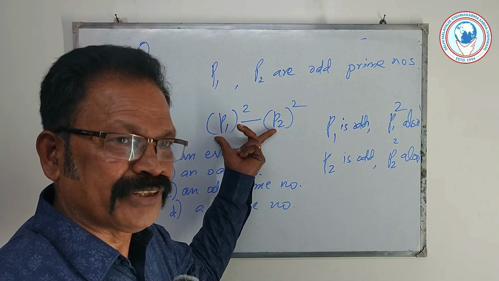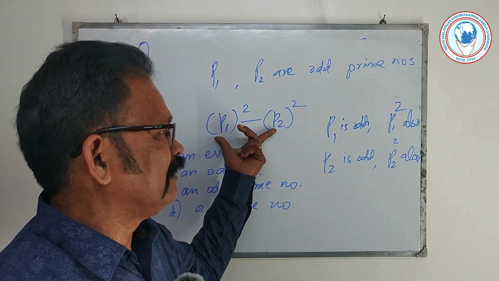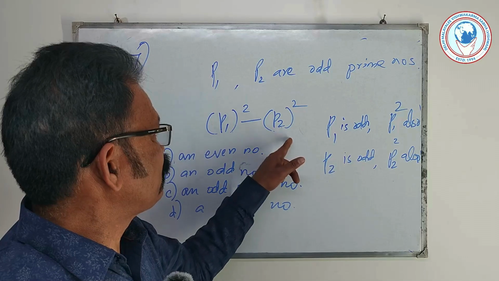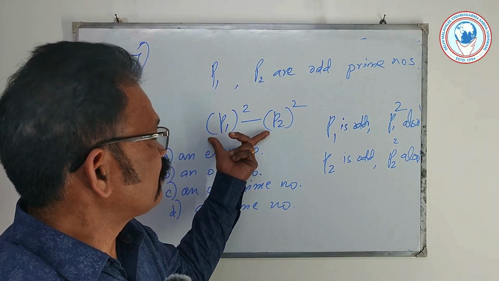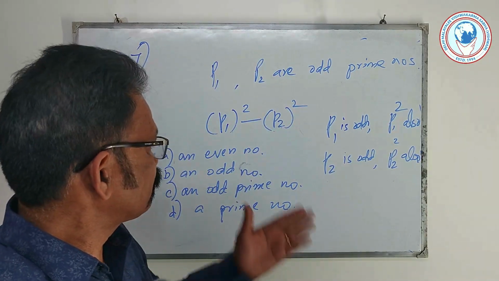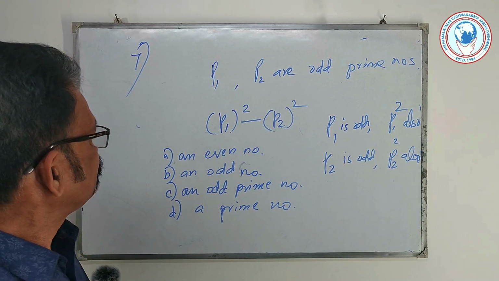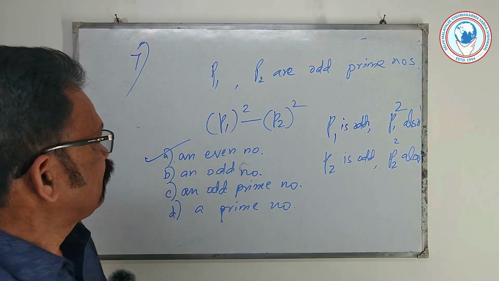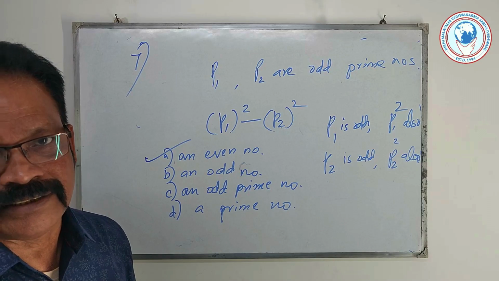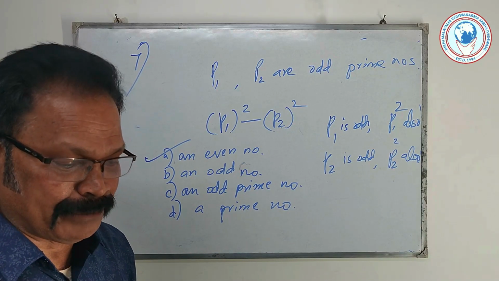Similarly, the difference between two even numbers is also even. Therefore, here the difference between two odd numbers is always even. So we see which option is correct. An even number, option A is correct. Difference between two odd numbers.